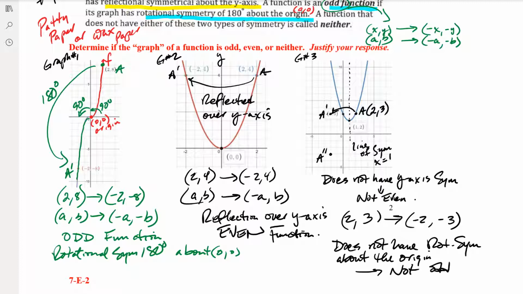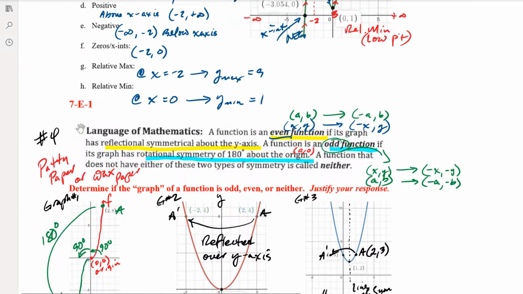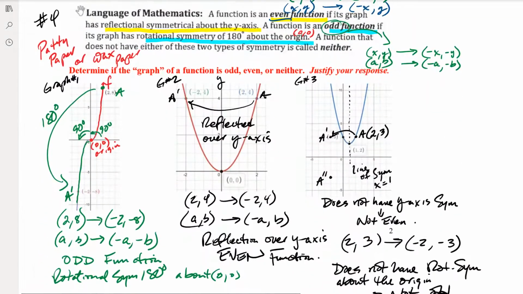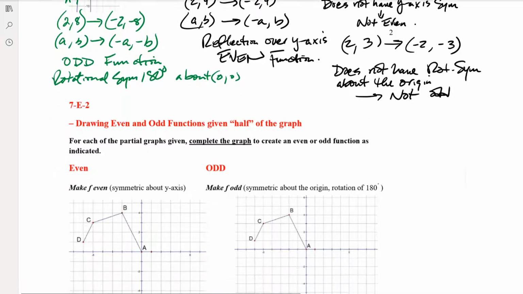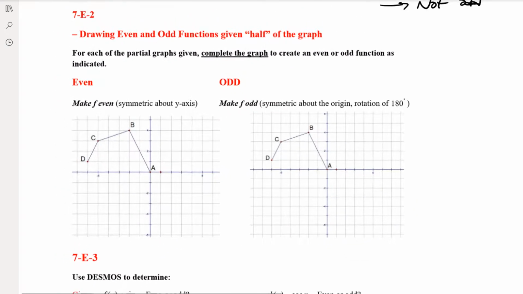So it's neither, okay guys? It's neither odd nor even, because it doesn't have those kinds of symmetries. So you have to be able to identify whether it's odd or even just by looking at the graph. Now once you understand that, then you can do this one here. In this activity 72, you complete the graph by making it either odd or even. Given half the graph, create an even or odd function by understanding the symmetry.